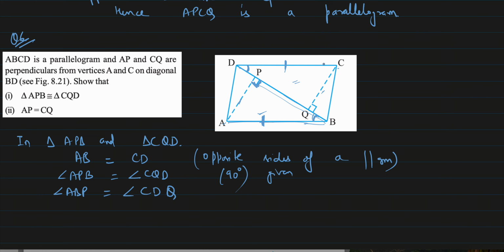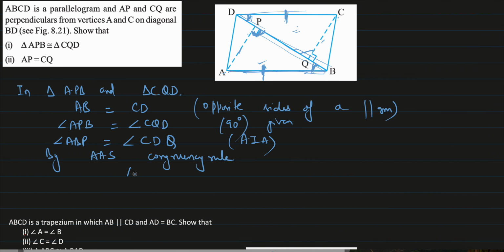ABP equals CDQ. The reason for that is again alternate interior angles because it's a parallelogram. Line DC is parallel to AB, so this is the transversal. So these are alternate interior angles. So by which rule? You see here, one angle, another angle and the side. So it is angle, angle, side. AAS congruency rule.